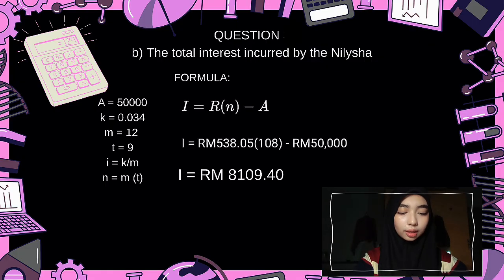So we will get 58,109 ringgit and 50 cents. Then we subtract the principal, 58,109 and 50 cents minus 50,000 ringgit. So the total is 8,109 and 50 cents. Therefore, the total interest Nilisha paid over the loan period is 8,109 and 50 cents. This amount represents the extra money paid on top of the loan she borrowed.